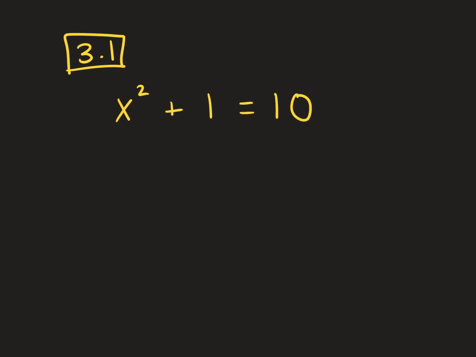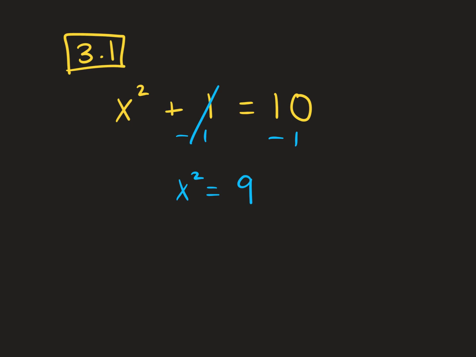So I'm just going to go over a couple questions that we did in 3.1. Some of the questions from 3.1 were similar to what we just did. Let's say we have x squared plus 1 is equal to 10. What would I need to do to solve for x? Subtract 1. So x squared is equal to 9.